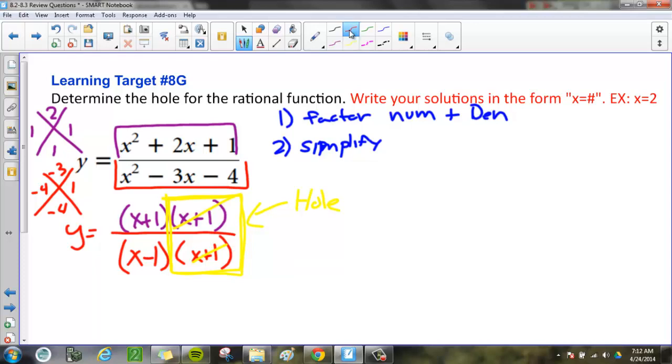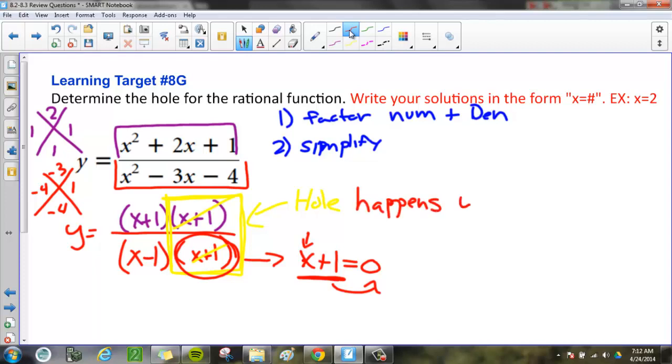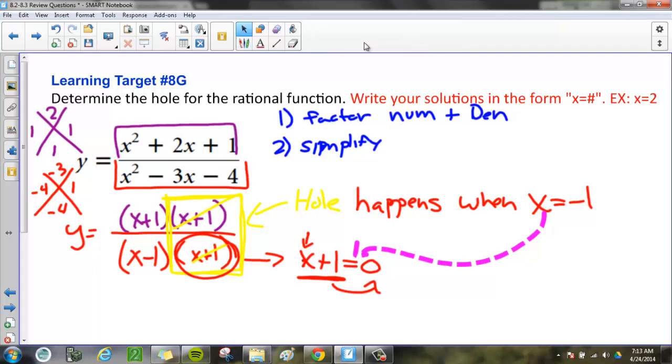So what you have to do is take this x plus 1 right here, set it equal to 0 and solve for it. You've got to ask yourself, what do I put in for this x so this whole thing is equal to 0? -1, right? -1 plus 1 is 0. So my hole happens when x equals -1. And that comes from this right here. That's where I get it from. When x is equal to -1. So that's how you find your holes, everyone.